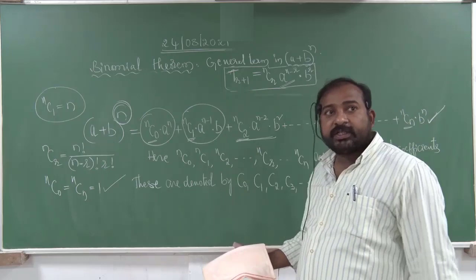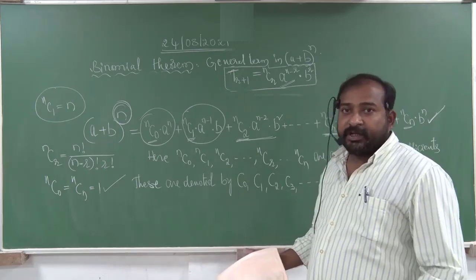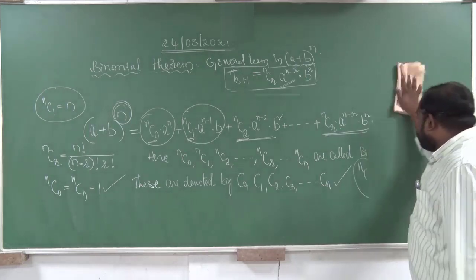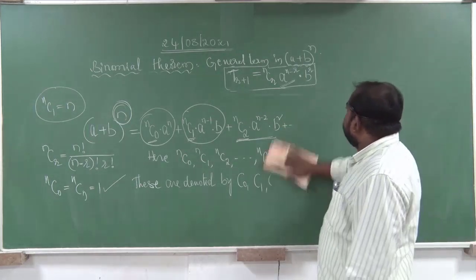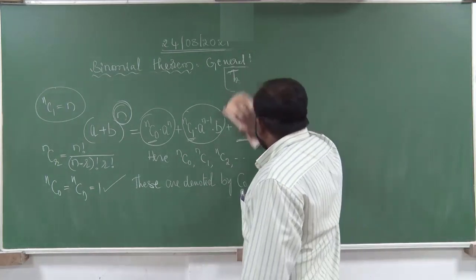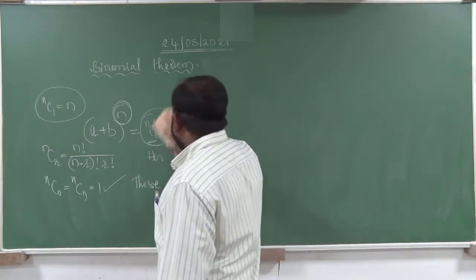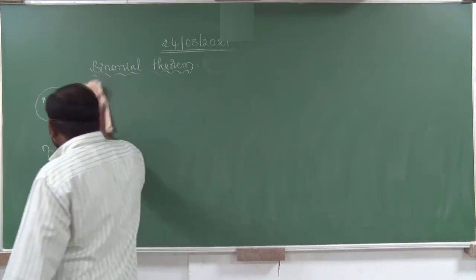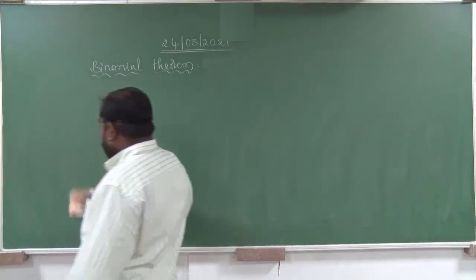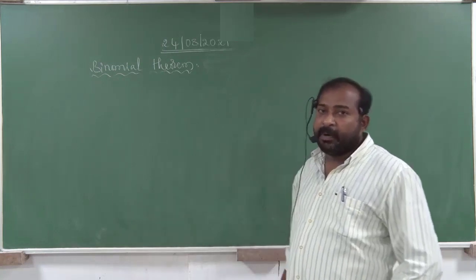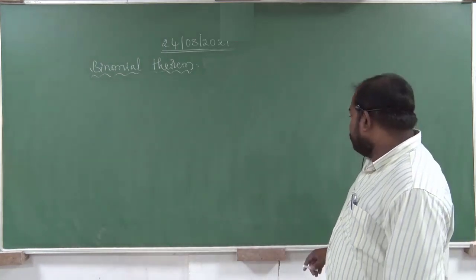Now today in this class we will explain a few examples based on this binomial theorem. So the general term, just to correct that, is given by T(r+1), which is equal to nCr into a power (n minus r) into b power r. Okay, now listen.